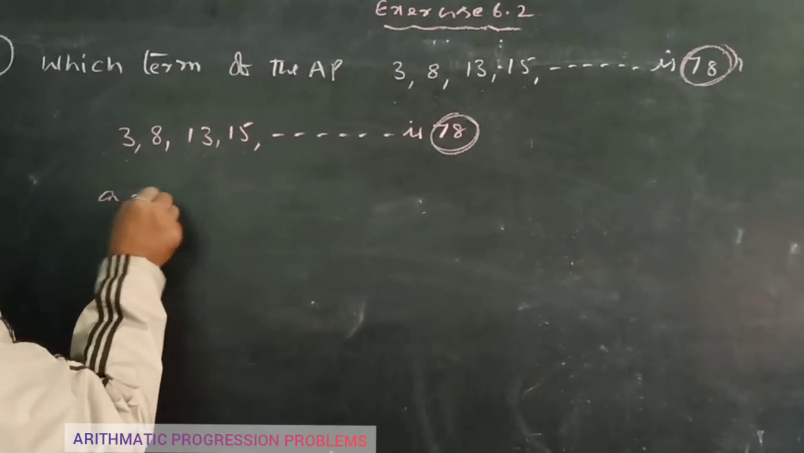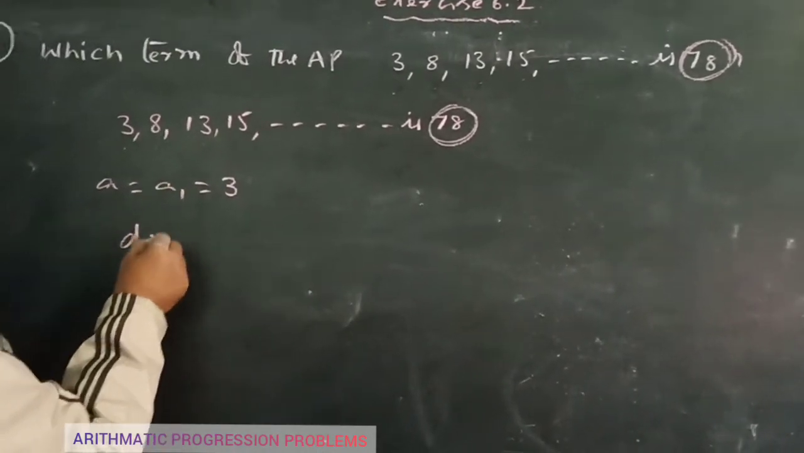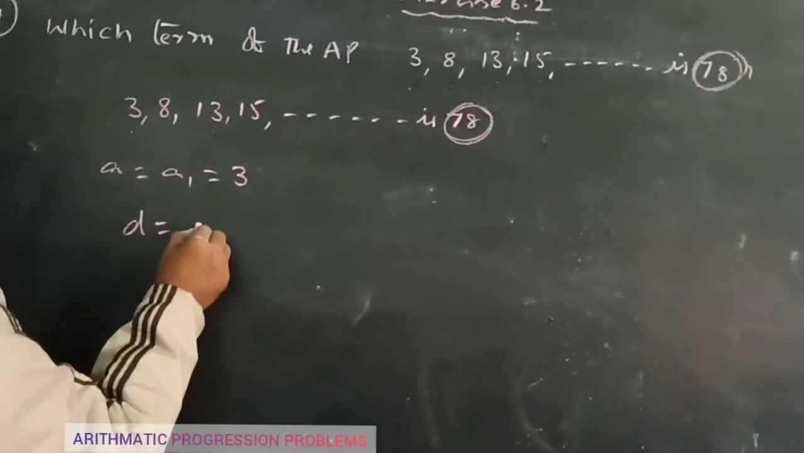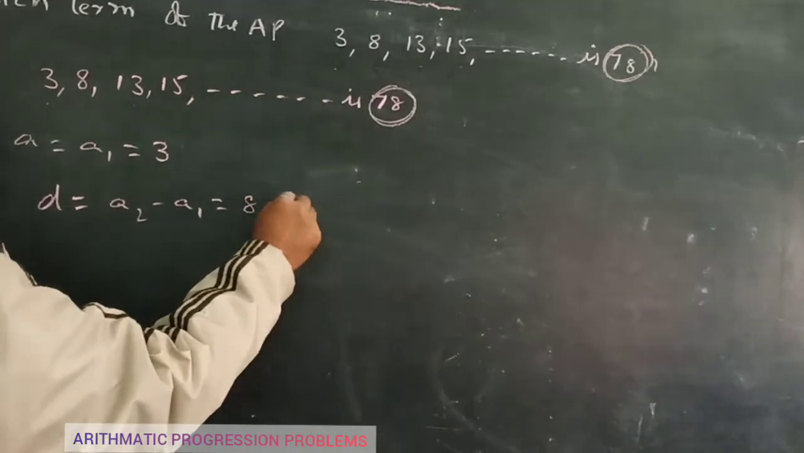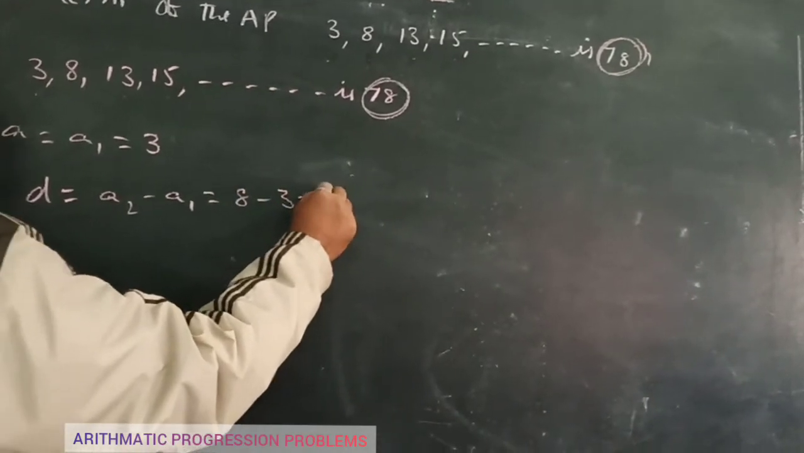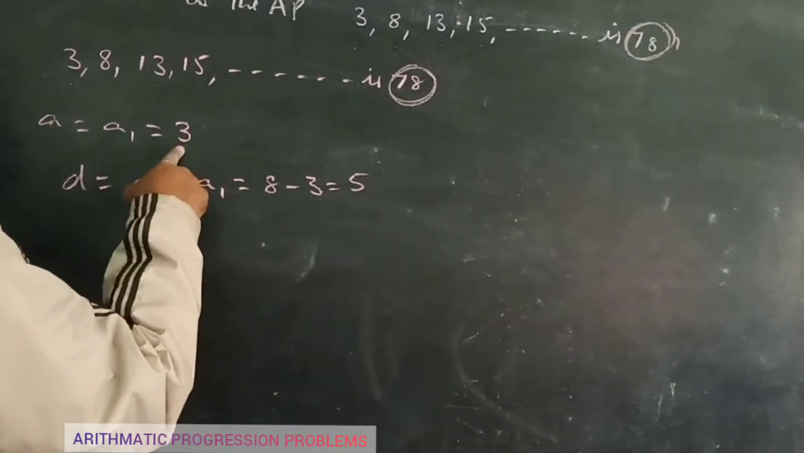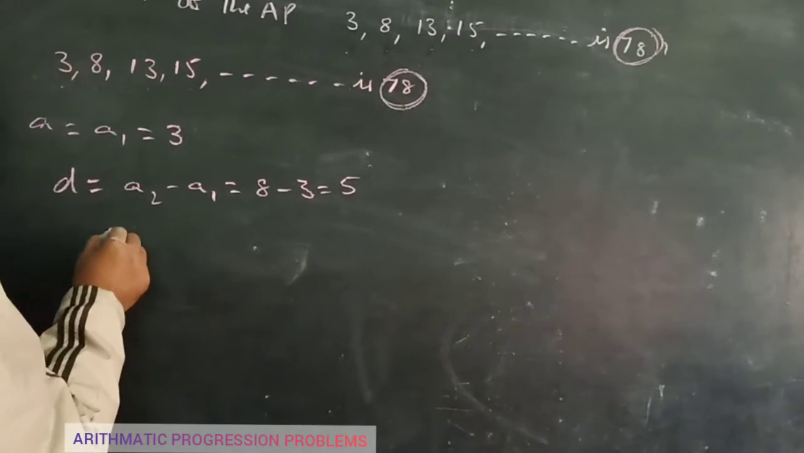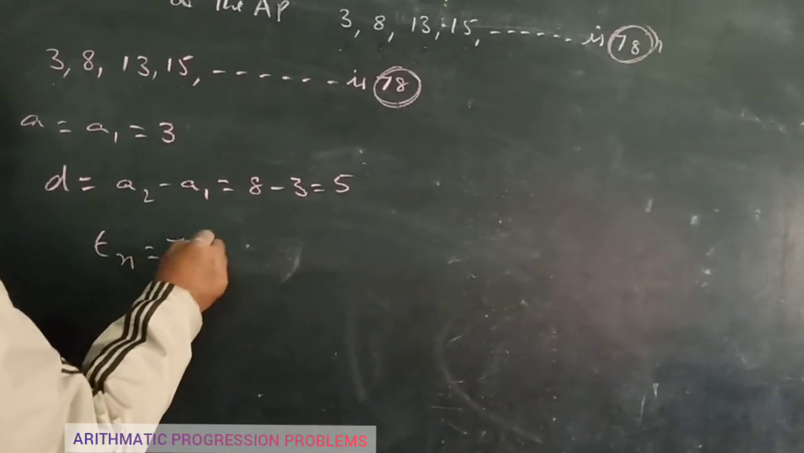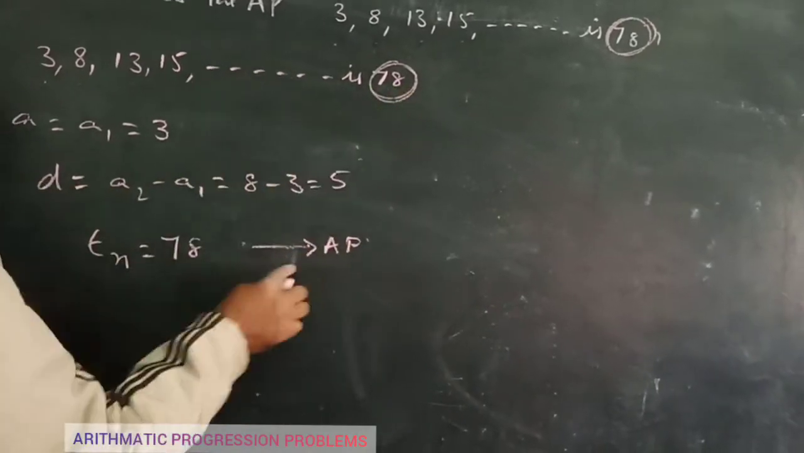So a is equal to a1, which is 3. Find the common difference: d is equal to a2 minus a1. What is a2? 8 minus 3 is equal to 5. The common difference is 5 and the first term is 3. Last term means Tn, and Tn is equal to 78 in the AP.